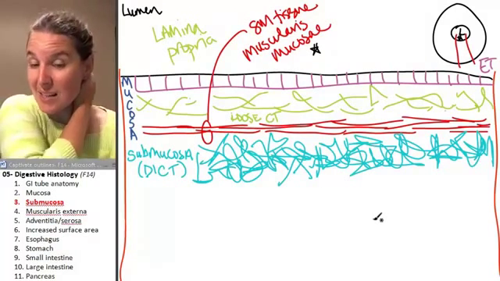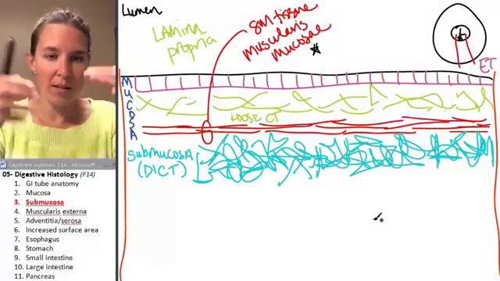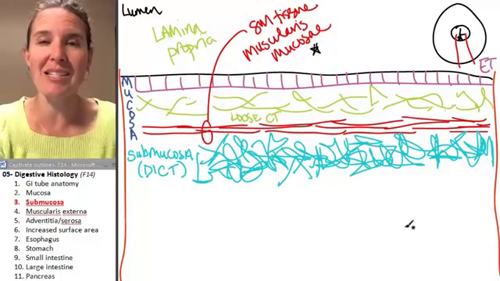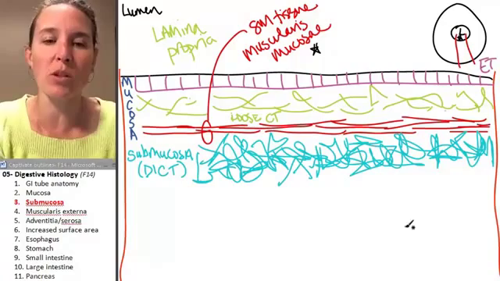Now, the next layer, we've got one more section, well, two more, but we're going to go deep to that. So we're continuing to move away from the lumen of our tube.